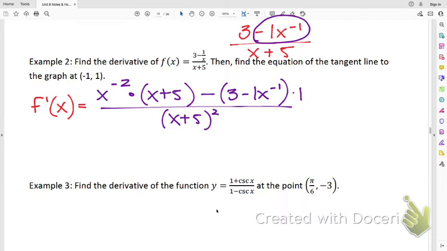Now, here's your good news for this. Remember in 8.2 when we did this, I told you that I don't care about simplifying this. Because is this my answer to this question? No. My answer to this question is the equation of the tangent line. What do I need for the equation of the tangent line? I need an x and a y. I have my x and my y right here. I need to find the slope.